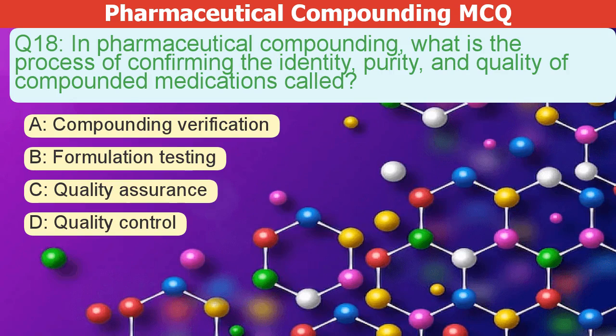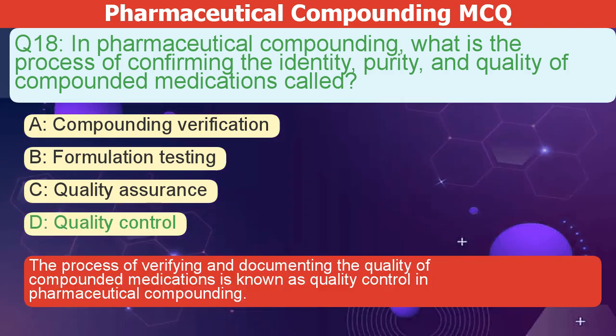In pharmaceutical compounding, what's the process of confirming the identity, purity, and quality of compounded medications called? A. Compounding verification. B. Formulation testing. C. Quality assurance. D. Quality control. The correct answer is D. The process of verifying and documenting the quality of compounded medications is known as quality control in pharmaceutical compounding.